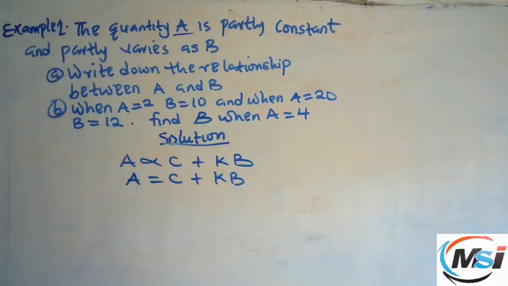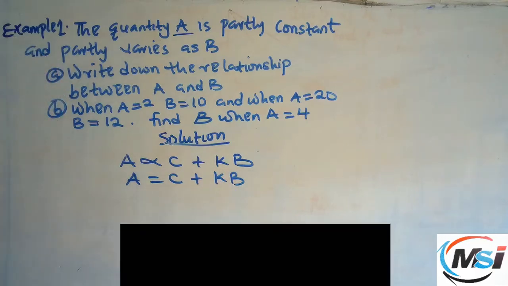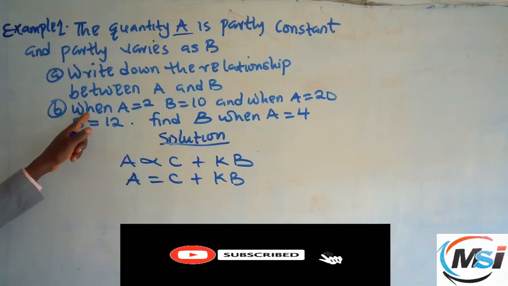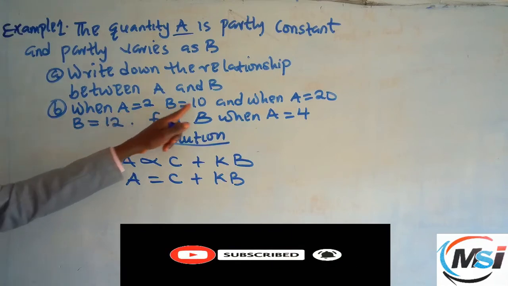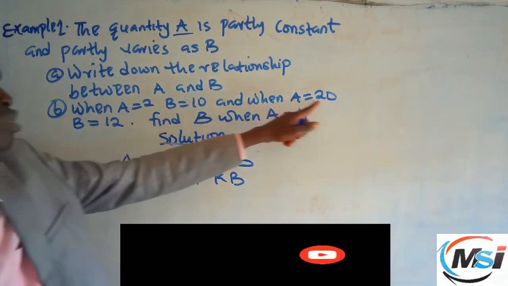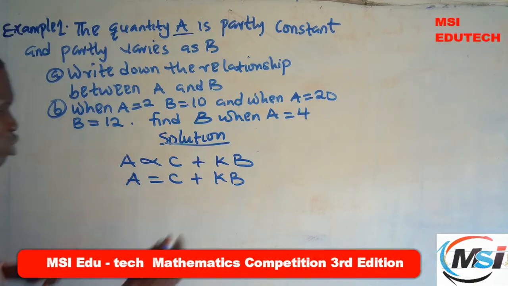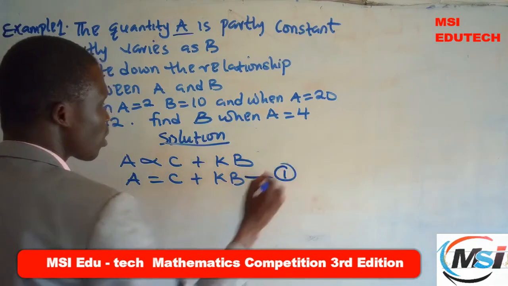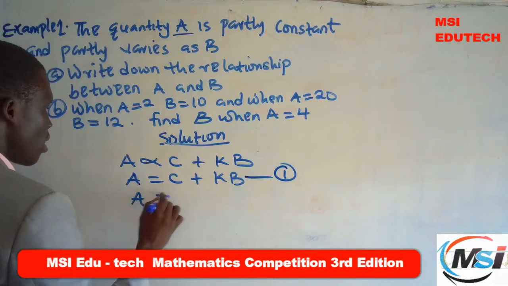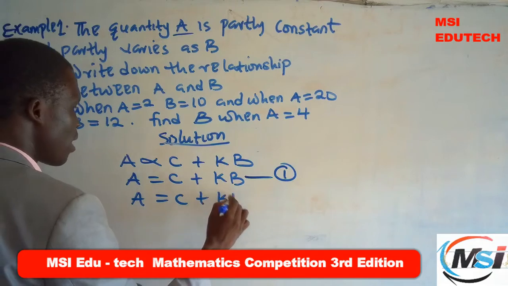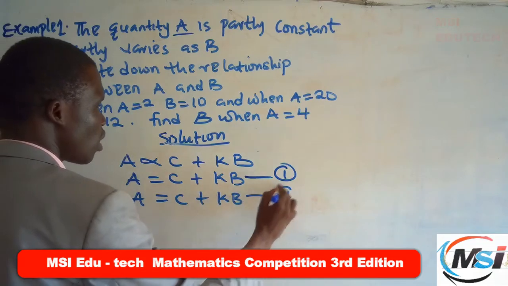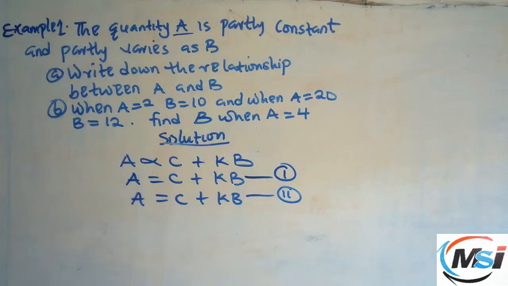Now, what are we going to do? This will lead us to simultaneous equations. Why? Read this. When A is 2, B is 10. And when A is 20, B is 12. So this will lead us to simultaneous equations. A equals C plus KB. I believe you are following me, right?